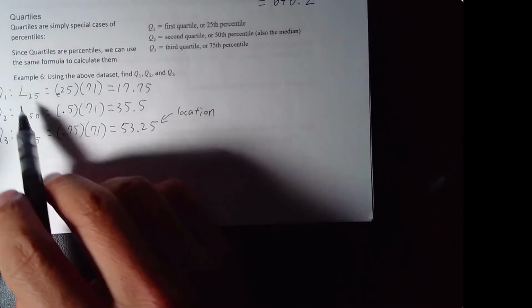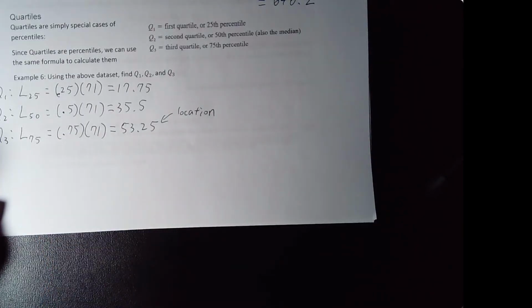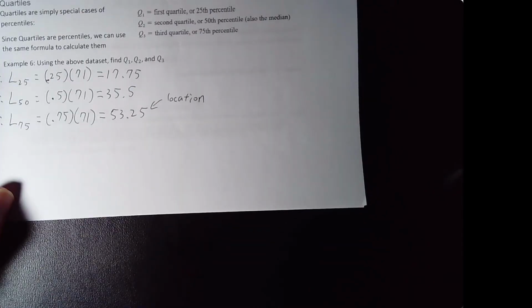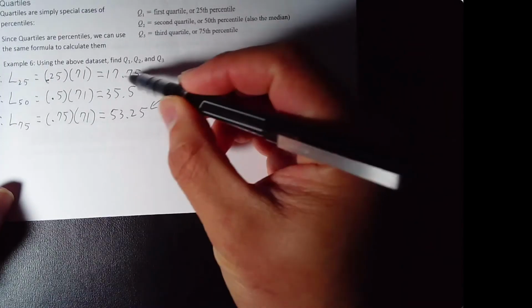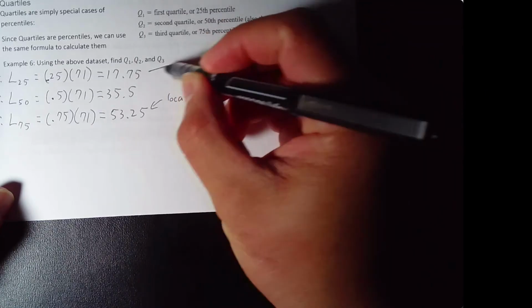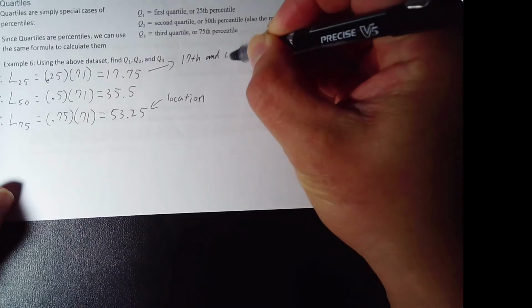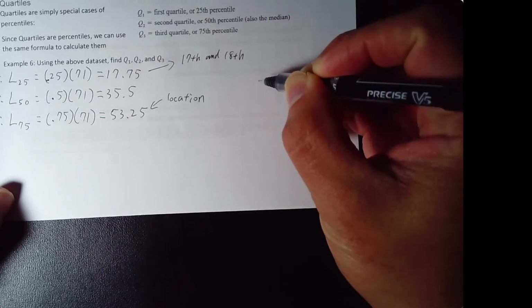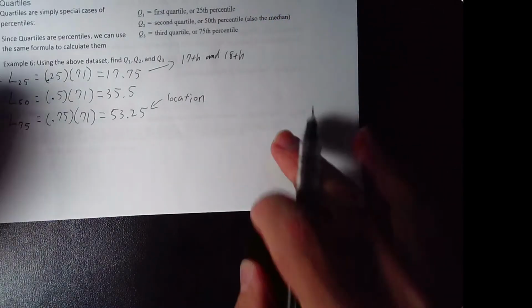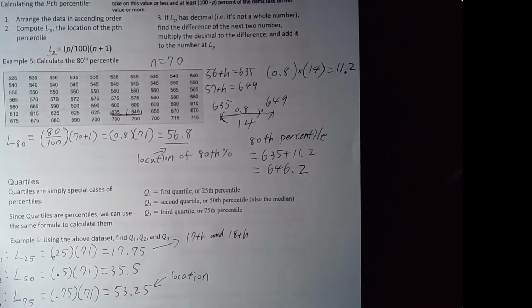So L, and remember, these are just 25 divided by 100 times n plus 1, which is 71. Now, since L for Q1 is 17.75, then we need to find the 17th and the 18th number. Okay, so let's go ahead and look up into our data set and find out what those two are.